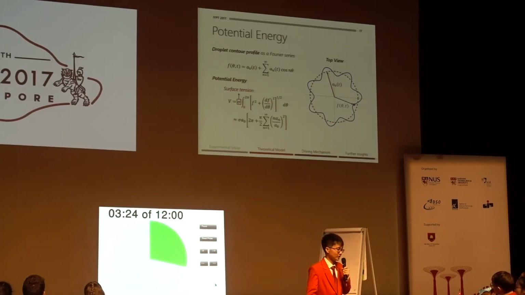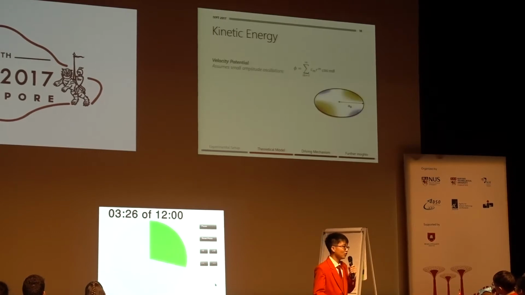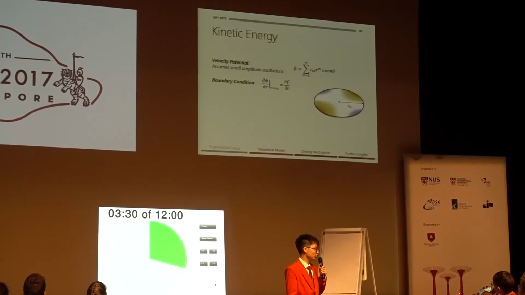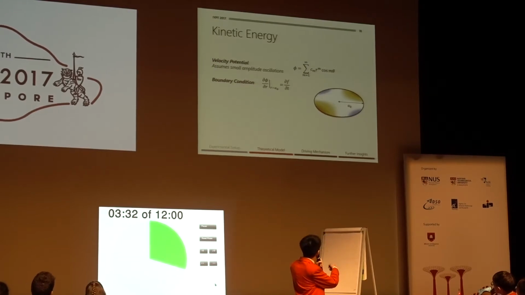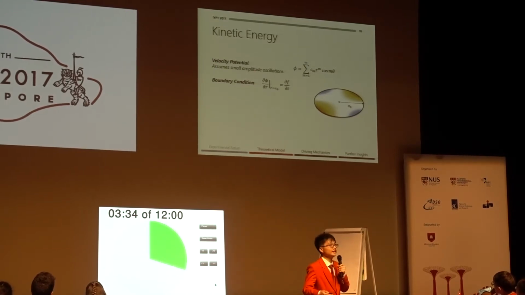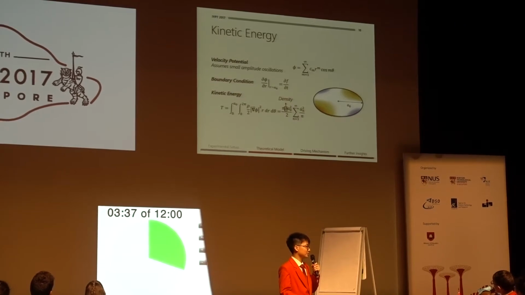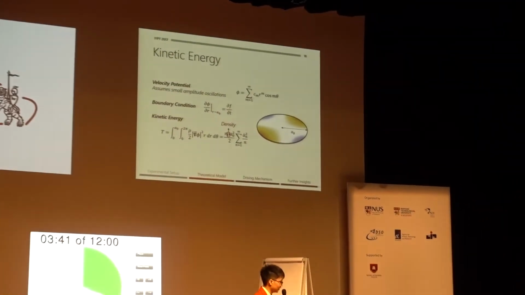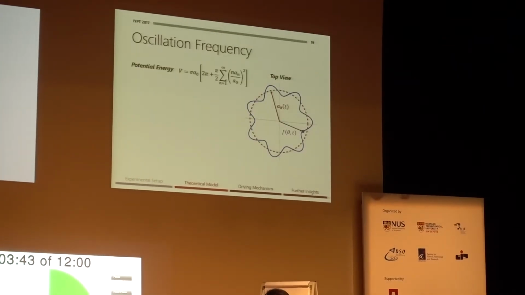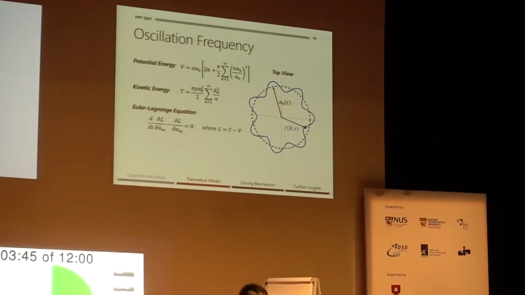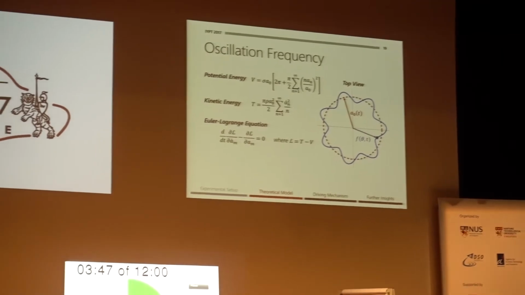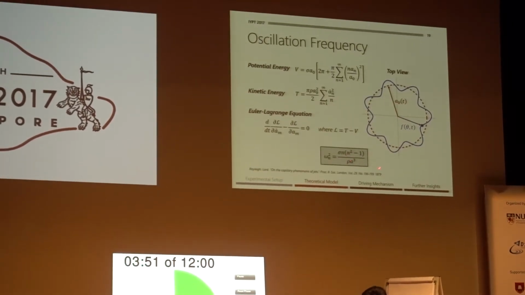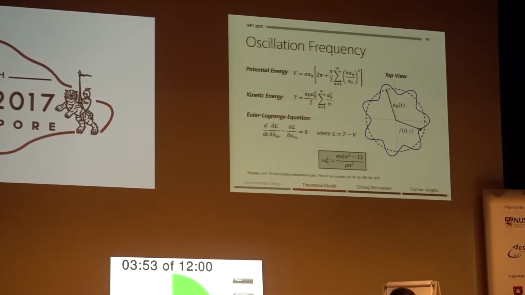We can then obtain the potential energy of our droplet by integrating across its surface, where sigma denotes the surface tension of our fluid. For small oscillations, we can write down the velocity potential as follows for potential flow and implement the following kinematic boundary condition. Integrating the velocity potential, we are able to obtain our kinetic energy, where ρ denotes the density of our fluid. Now that we have obtained both the potential and kinetic energy of our droplet, we can substitute them into the Euler-Lagrange equation, which allows us to arrive at the following expression for the oscillation frequency.